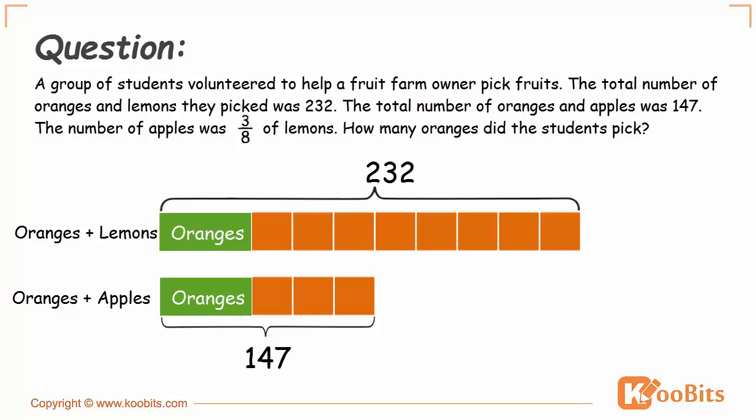Now, look closely. If we were to find the difference between these two diagrams, can you see that we can cancel off the rectangle representing the number of oranges? Yes, we can. Great, let's move on to the next part.